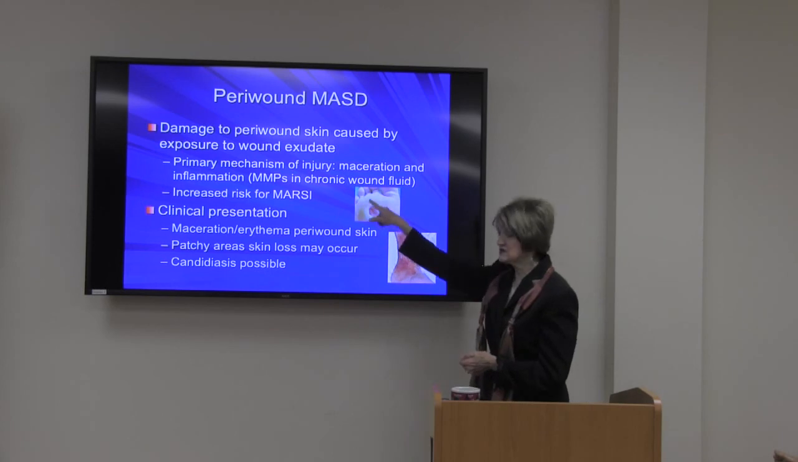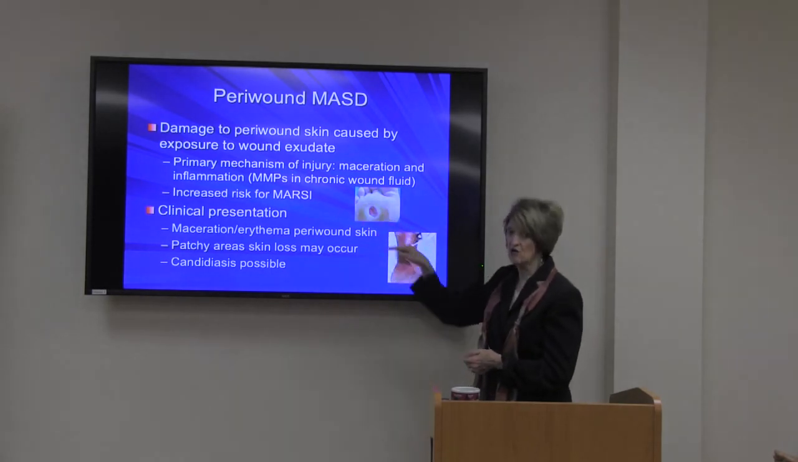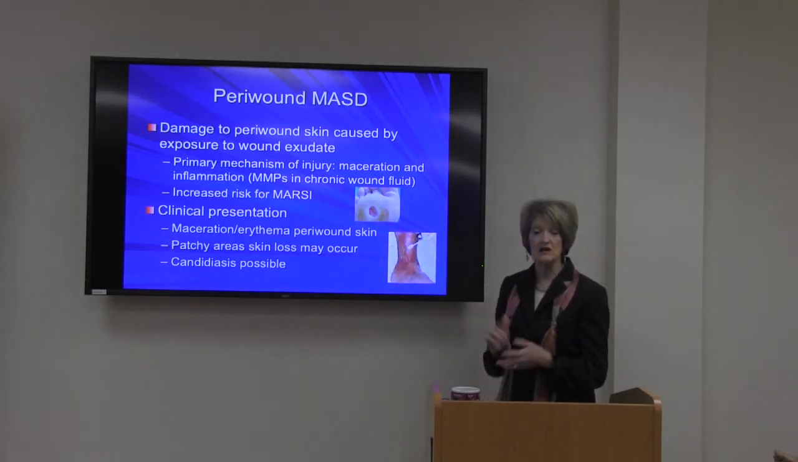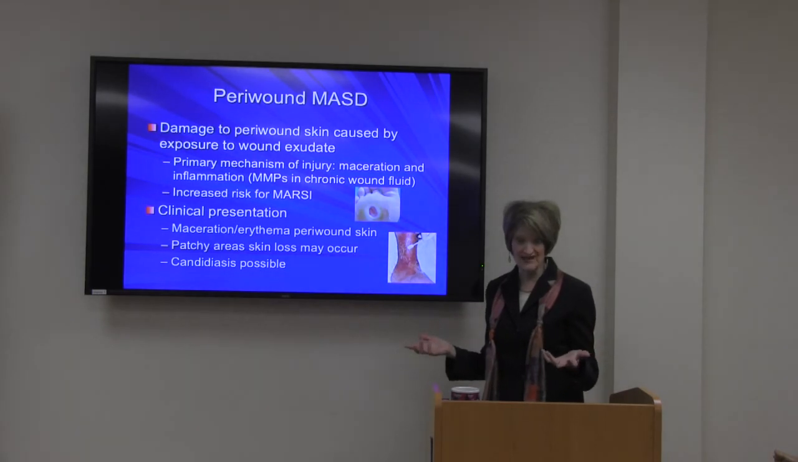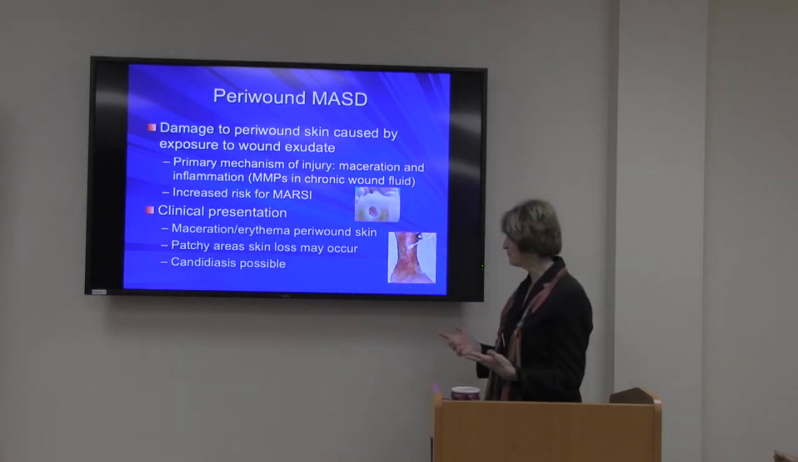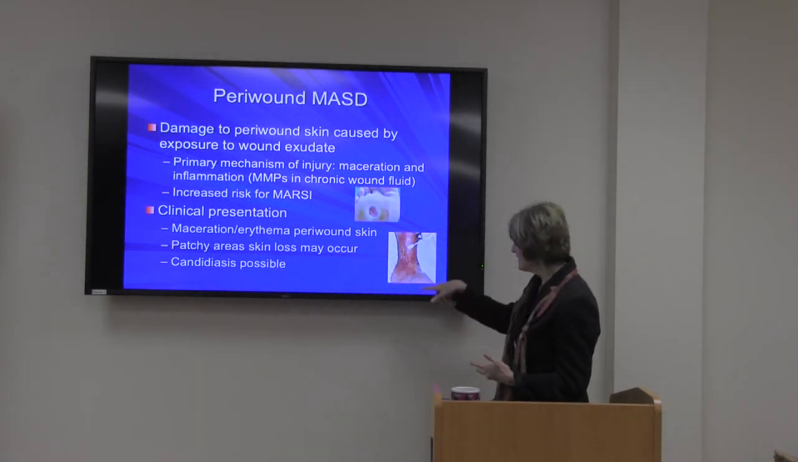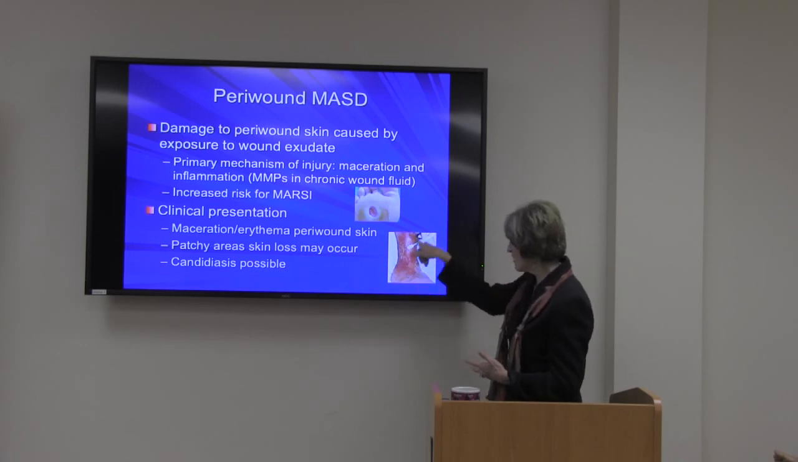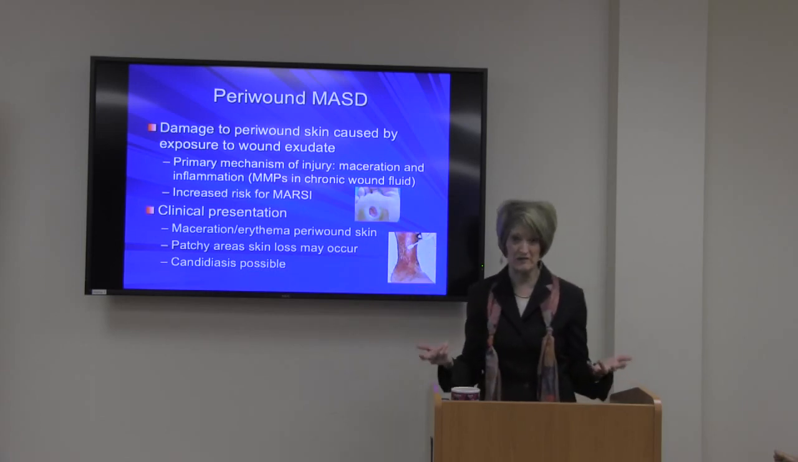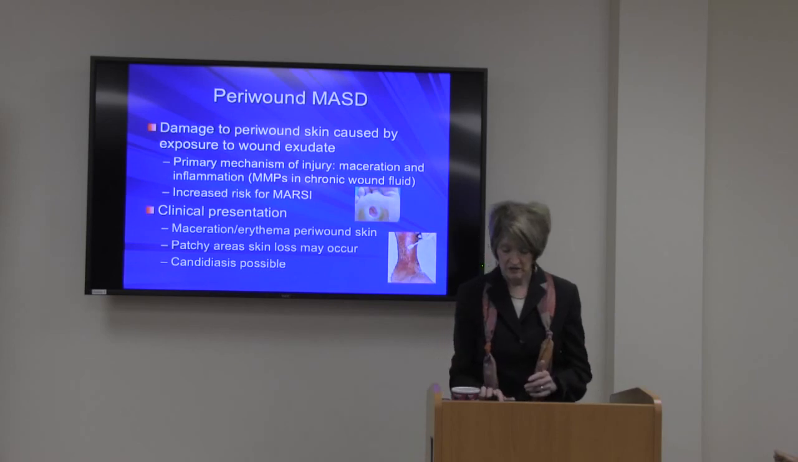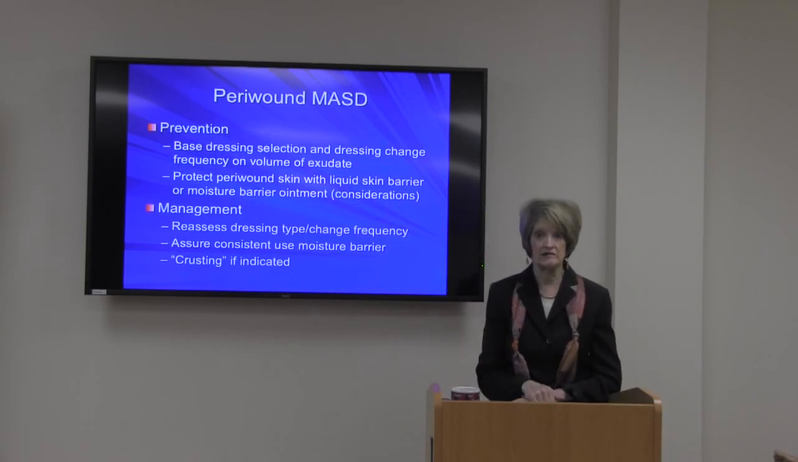And what you have is soft macerated callus all the way around the wound edge. Tells you wound fluid is sitting on that surrounding skin. Here we have venous ulcers, and what do you see all the way around the ulcer? Erythema, maceration.